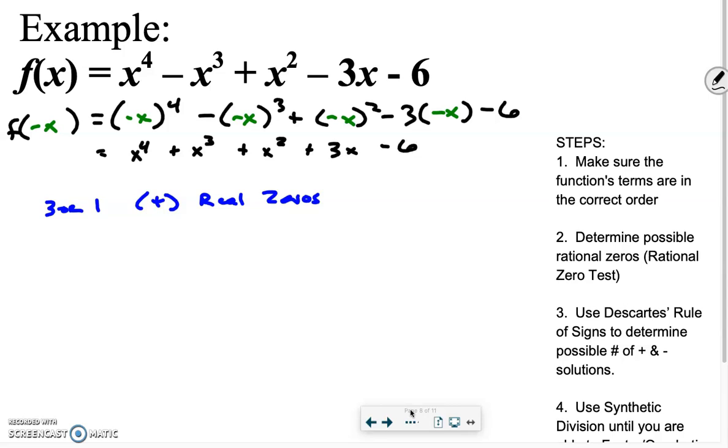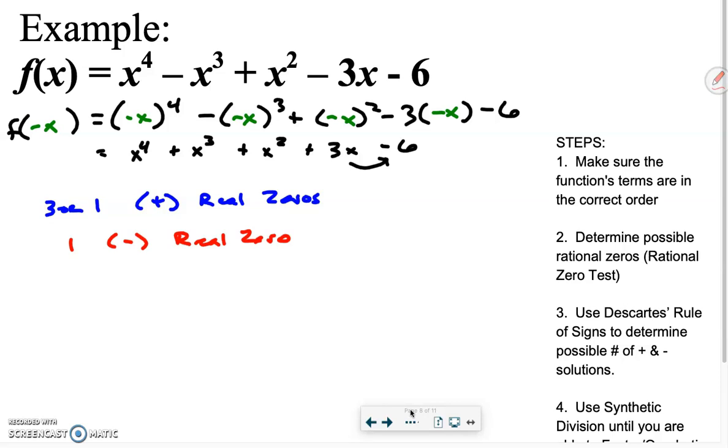So now that I'm looking at f of negative x, positive to positive to positive to positive to negative, there's only 1 sign change. So if there's only 1 sign change, then we know that there's exactly 1 negative real zero.